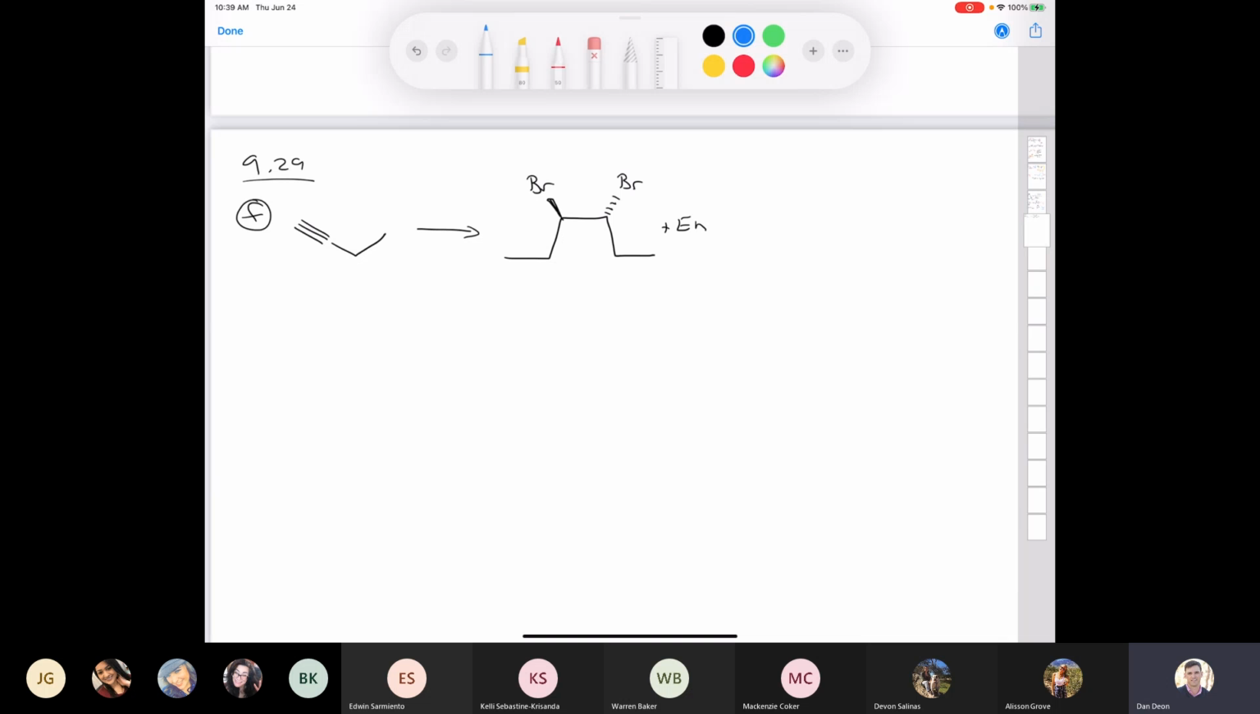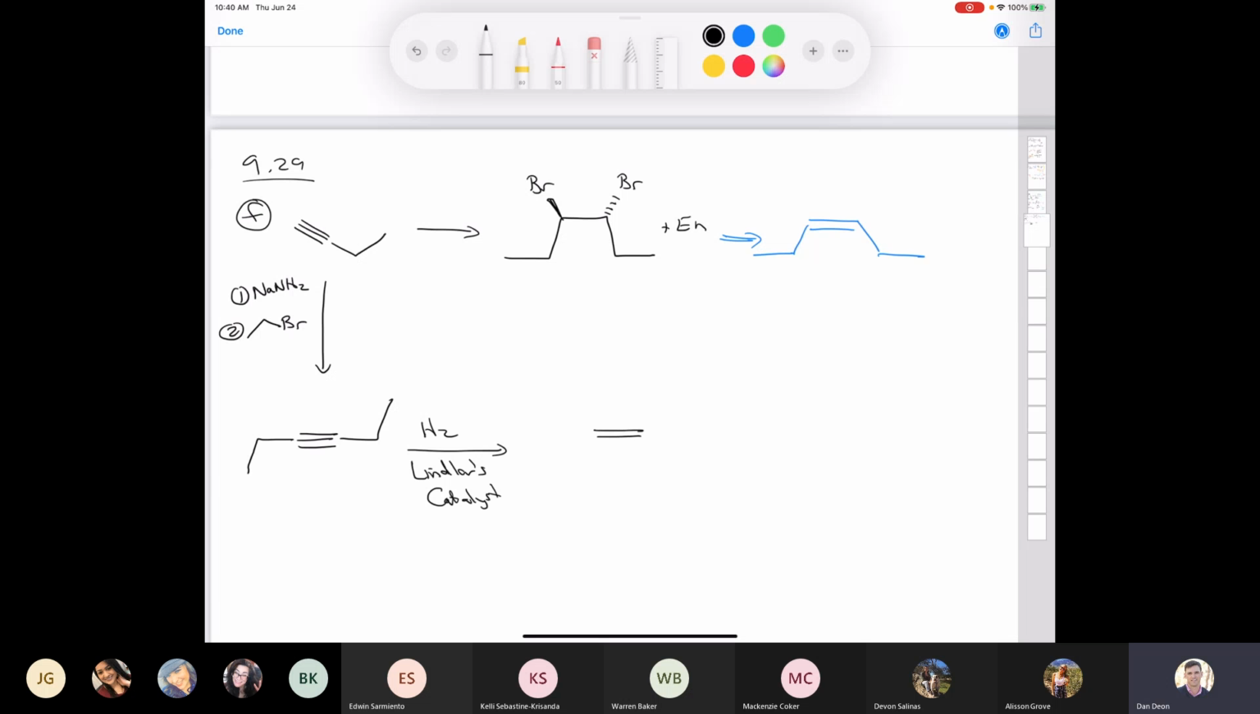In order to make that product, since bromination occurs via anti-addition, I would have to start with the cis alkene, like that. And I've got to add 2 carbons. So we're going to add the 2 carbons the same way we did in the last problem. We treat it with sodium amide, followed by, we'll use ethyl bromide this time. That will give us 3-hexyne, again, like this. And then if we want to reduce that to the cis, we're going to use H2 and Lindlar's catalyst, like that. And it gives us this.